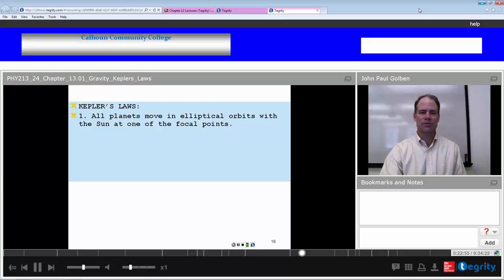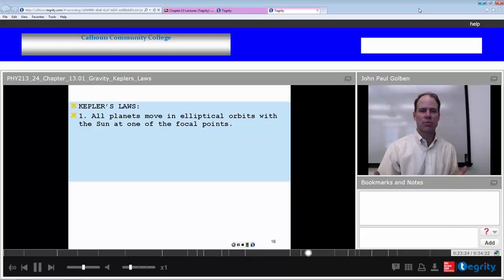Here are Kepler's 3 laws of planetary motion. First law, all planets move in elliptical orbits with the sun at one of the focal points. This was one of the flaws in Copernicus's plan. He had all the planets going around the sun, fine, but he had them moving in circular orbits, and because of that, he had to still add small epicycles to them because that was not accurate enough.